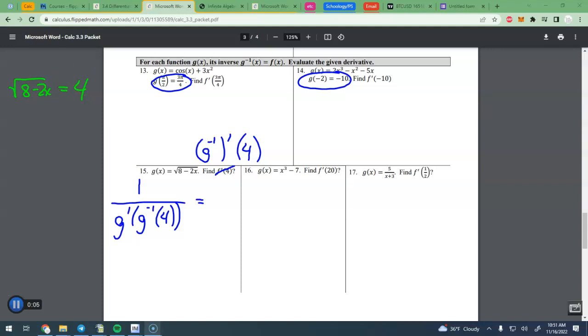And then I gotta solve this. So the first thing I notice is the X is underneath the square root, so let's square everything. 8 minus 2x equals 16. And then if I move the 8 over, negative 2x equals 8. So x equals negative 4. So then what I had, that's a side question. That was to find g inverse of 4. So now I have 1 over g prime of negative 4. That's the first piece I have to do.